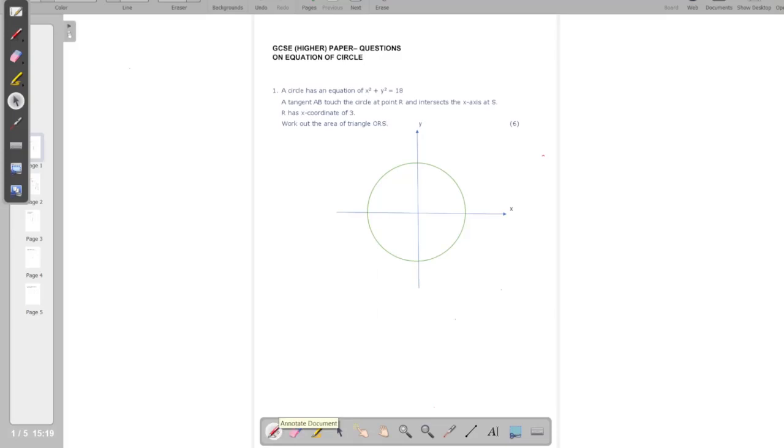This topic is on equation of circle. We have 3 questions. We are going to look at all 3 of them. Question 1. A circle has an equation of x squared plus y squared is 18.